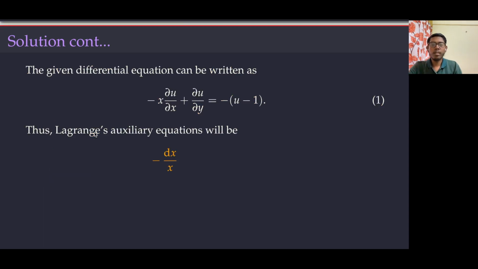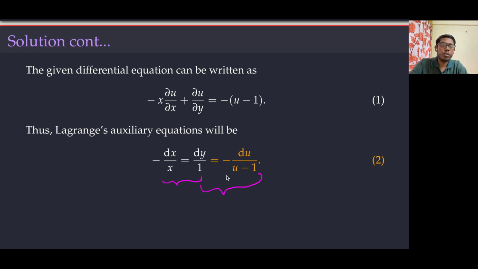So dx by minus x, which is the same as minus dx by x, equals dy by 1 equals minus du by u minus 1. We need to solve this. What we will do is consider the first two and then the last two.